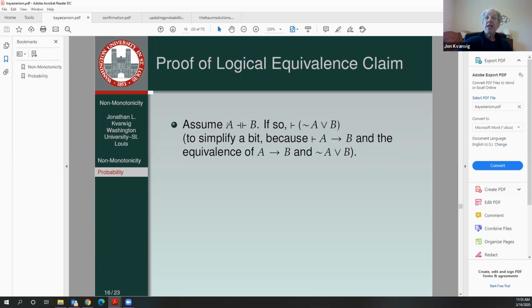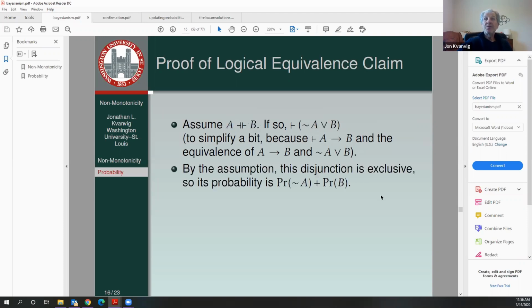And by the deduction theorem, if you can derive B from A, then you can prove A arrow B from no premises whatsoever, which is what this claim says. That claim says A arrow B is provable from no information at all. That's on the assumption, of course, that A is logically equivalent to B. Okay, so that's the first step of our proof.